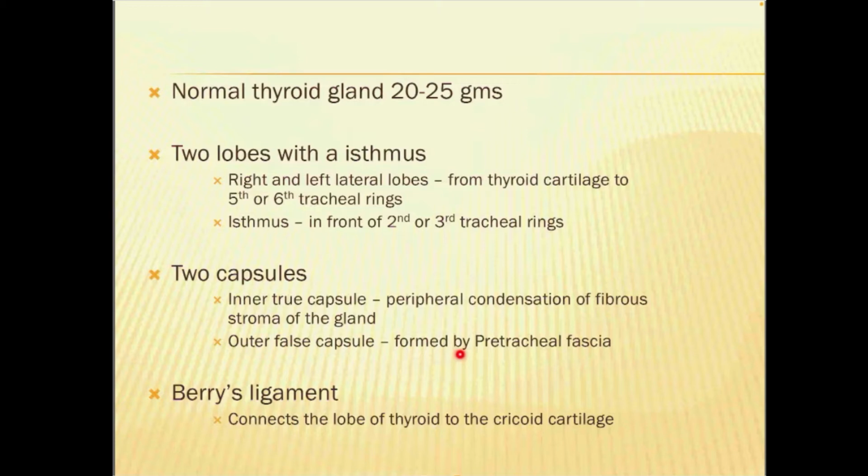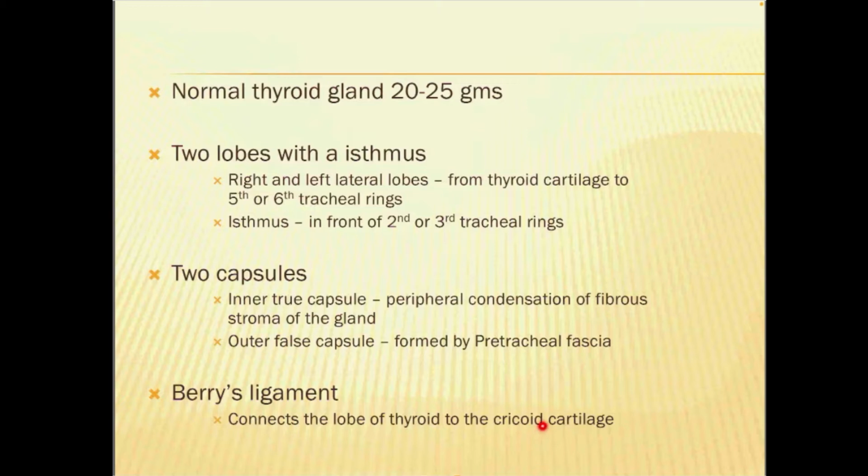The other important structure we should know about is the Berry's ligament. Why is it important? It is important because it connects the lobe of thyroid to the cricoid cartilage. This is the reason the thyroid gland moves along with deglutition, because of the Berry's ligament connecting the thyroid gland to the cricoid cartilage.